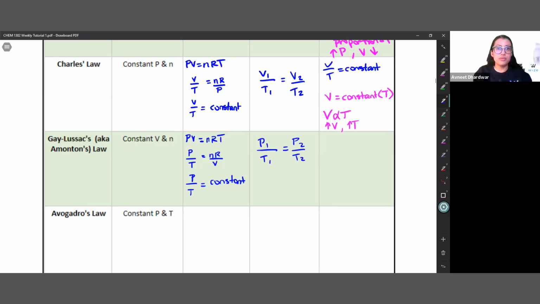So if we want to know if they're directly or inversely proportional, we're just going to rewrite this, make sure the variables are on opposite sides of the equal sign. Okay, and then here again, we see that they're both in the numerator. So that means they're directly proportional. If I increase one of them, the other one will also increase. Or if I decrease one of them, the other one will also decrease.